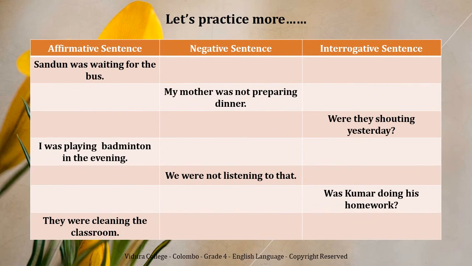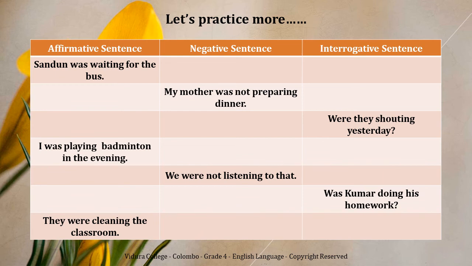It is time to practice more. Here I have given you a table with 3 columns. First column to write the affirmative sentence. Second column is to write the negative sentence. Third column is to write the interrogative sentence. You have to fill the blanks. First one. Sandun was waiting for the bus. What is the negative sentence? Sandun was not waiting for the bus. What is the interrogative sentence? Was Sandun waiting for the bus? At the end, you have to write a question mark.